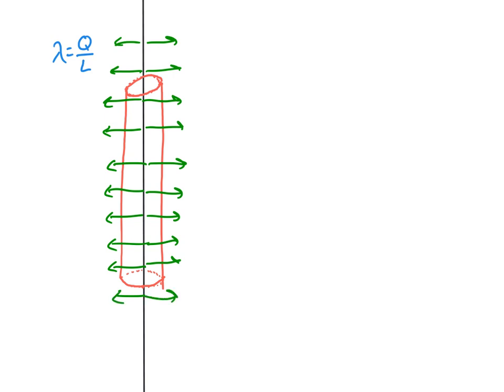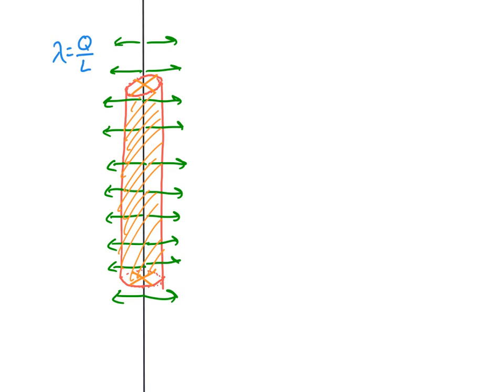It is not going through this area up here, and it's not going through this area down there. Instead, it is only going through the part of it that looks like a toilet paper roll. Just that portion of the cylinder.